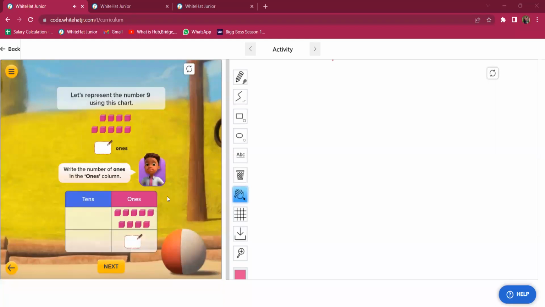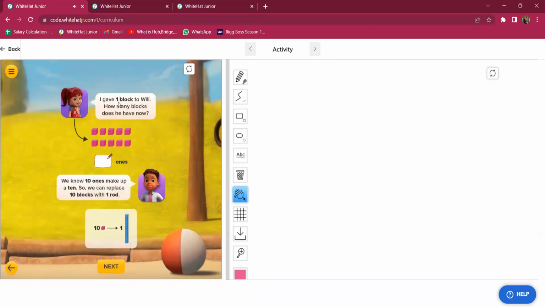Now here what we have to do, let's represent the number 9 using this. Here you can see there are small blocks. How many are there? They are 9. Write the number of ones in the ones column. So here in the ones column, we write 9. In the tens column, there are 0. After writing this, let's move to the next question.